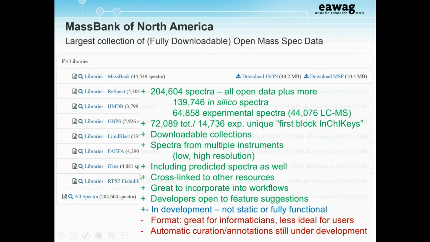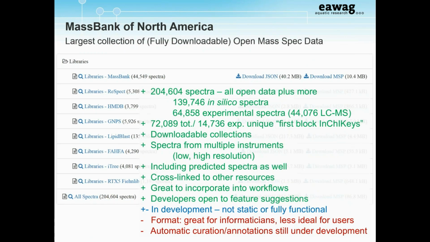And you can see here also in the screenshot it has a whole lot of different collections that you can download, or you can also just download everything. So they have around 204,000 spectra. Around 139,000 of these are actually in silico spectra, and 64,000 are experimental spectra. And 44,000 of these are the LC-MS/MS spectra.